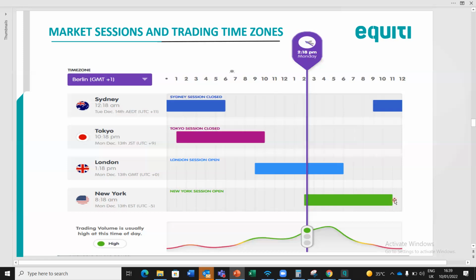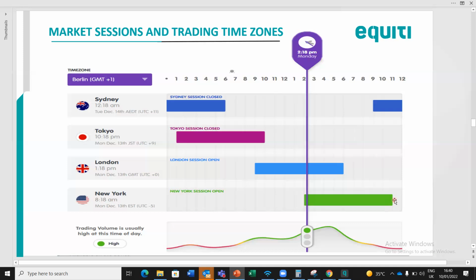Now, one question I would like to answer before I leave market sessions and trading time zones is this. Many times I've had people ask me, sir, when is the best time to buy? When is the best time to trade? When is the best time of the day to trade? When do you think there is more liquidity or volatility in the market, so that I can make the most opportunity out of the market?